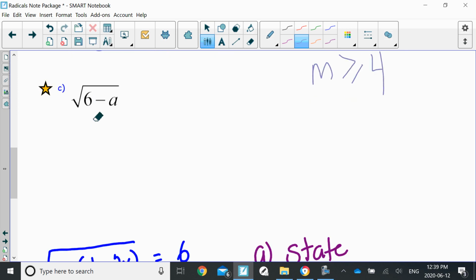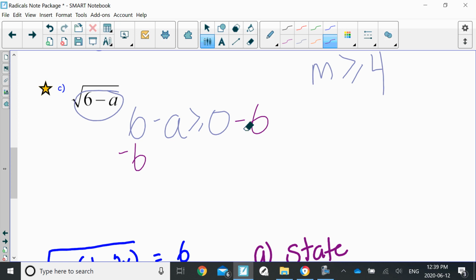This one here, we always take the radicand, so 6 minus a is greater than or equal to 0. And with inequalities, you always want your variable on the left-hand side. So you wouldn't want to add a and add a. What you would do is keep your negative a where it is. We would subtract the 6, and we would get negative a is greater than or equal to negative 6.